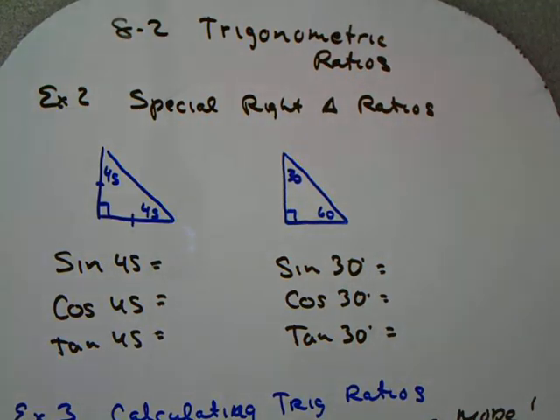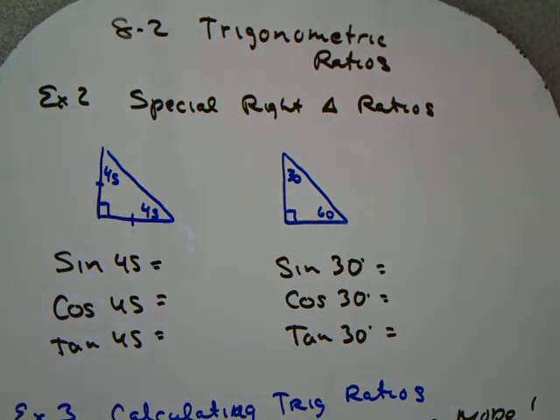Welcome to Klein's Geometry. Today we're going to look at Lesson 8-2, Trigonometric Ratios. You watched the Patrick video, a 3-minute video, and you learned about the trig ratios: the sine, the cosine, and the tangent.